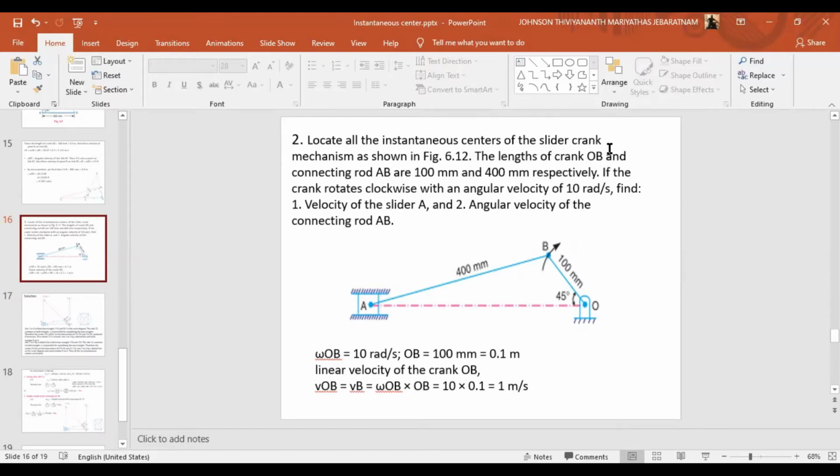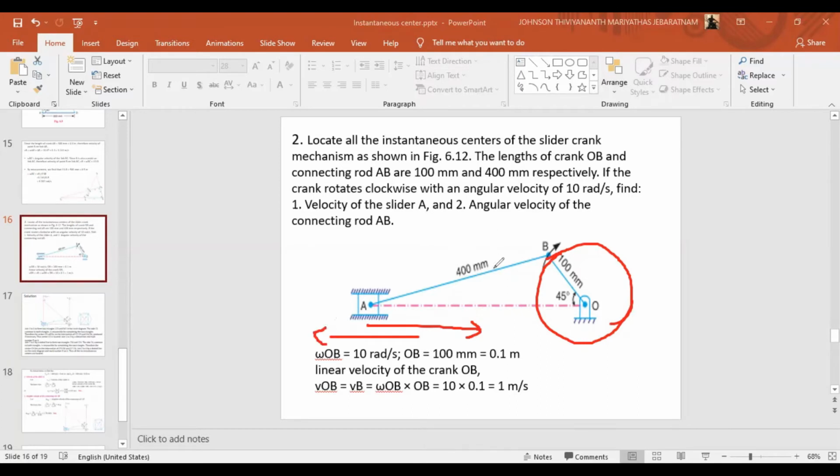The lengths of crank OB and connecting rod AB are given as 100 and 400 millimeter respectively. So the crank is 100 millimeter. Crank means that it is definitely going to make a rotary motion, so this is going to move like this. And since this is given as a slider, this is going to make a movement like this.